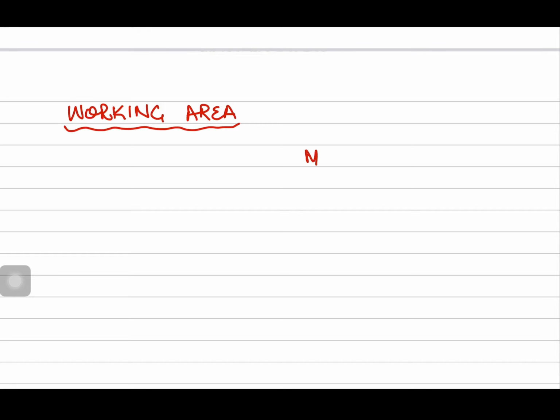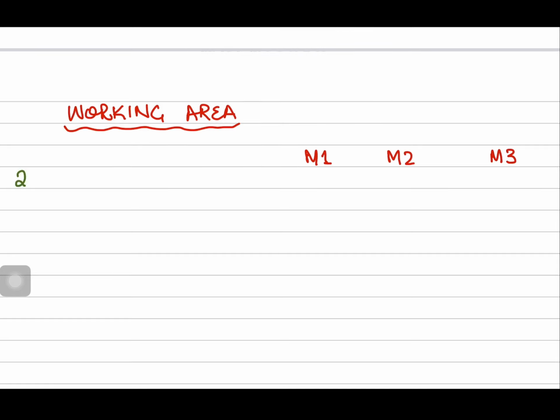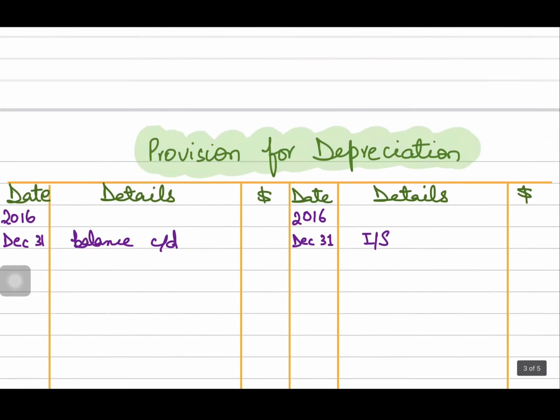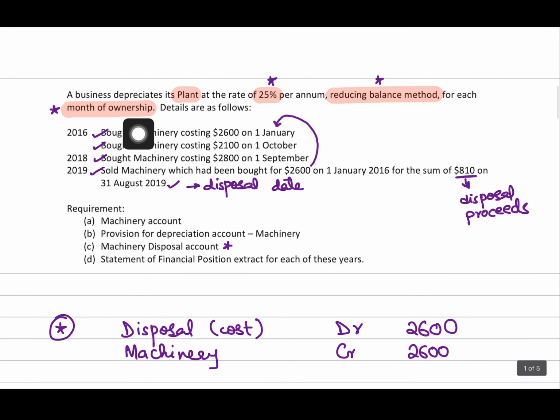Three machineries, right? So machinery 1, machinery 2 and machinery 3. So first year 2016, I am purchasing machinery 1, which had a cost of 2600, right? Now in order to charge depreciation on this asset, what was the policy? Let's recall the policy. The policy is reducing balance method for each month of ownership at the rate 25%, right?